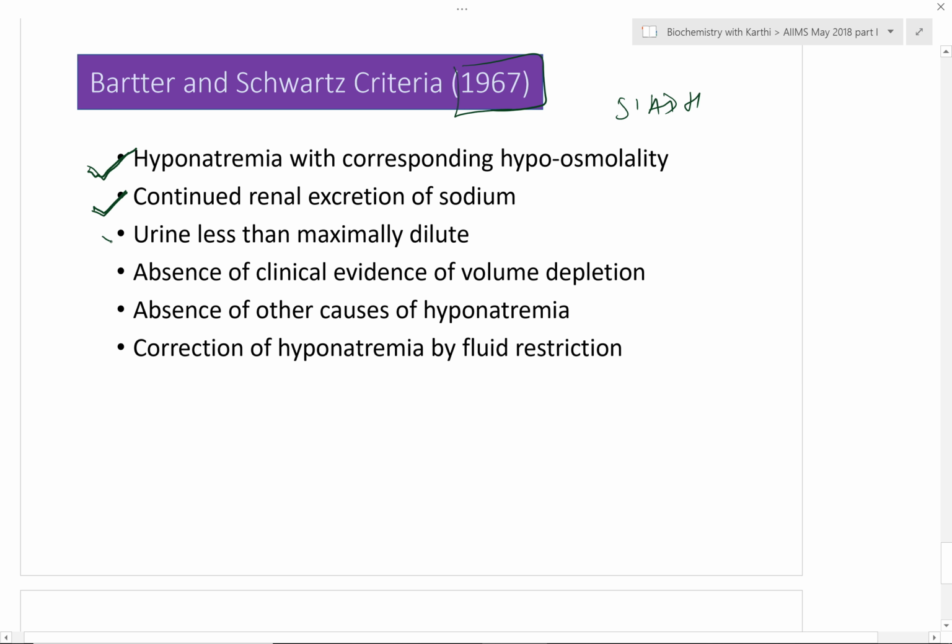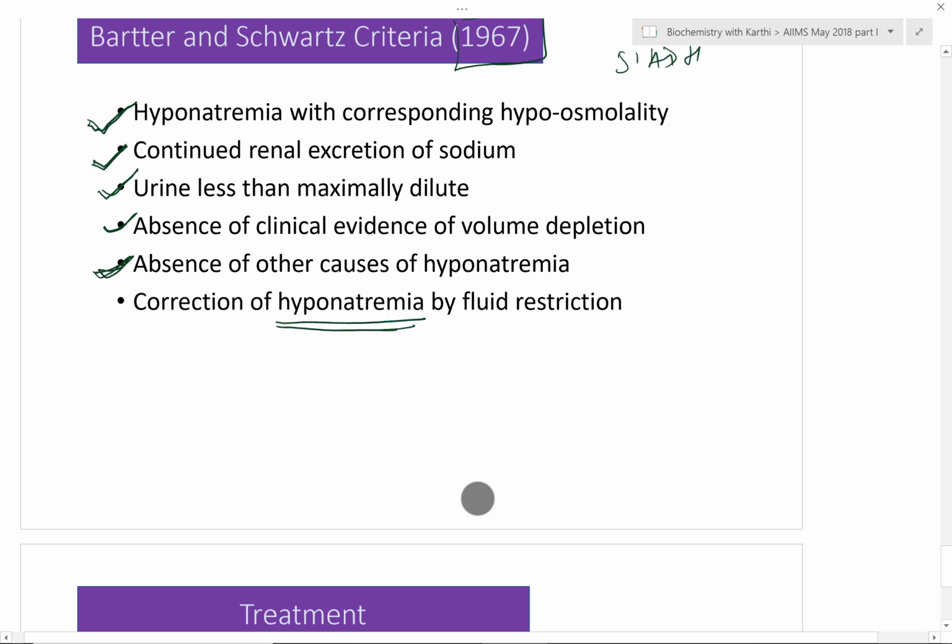The urine will be less than maximally dilute, because even though there's excess ADH, it is not allowing the urine to be maximally dilute. There will be absence of any clinical evidence of volume depletion, like I told you. There will be no signs of dehydration, no postural hypotension. There will be absence of other causes of hyponatremia, and importantly, the correction of hyponatremia with fluid restriction.